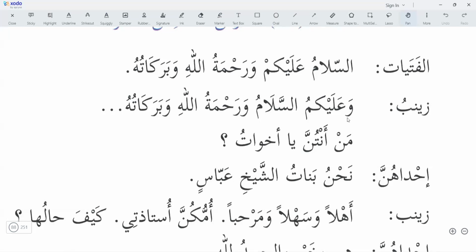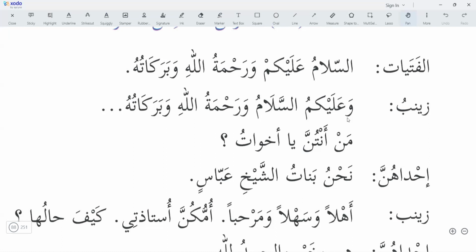Al-Fatayat: Assalamu alaikum wa rahmatullahi wa barakatuhu. Zainabu: Wa alaikum assalam wa rahmatullahi wa barakatuhu. Man antunna ya akhwat? Who are you, O sisters? Ihdahunna, one of them: Nahnu banatu Shaykhi Abbasin. We are daughters of Professor Abbas.